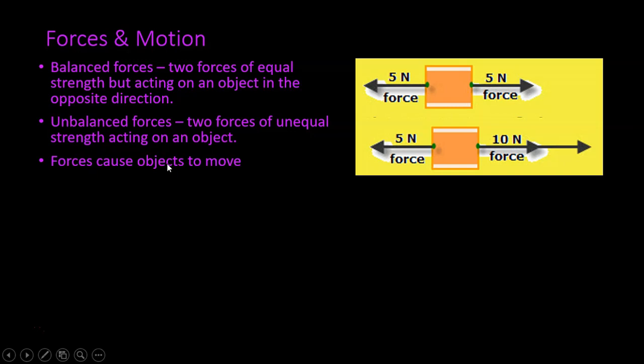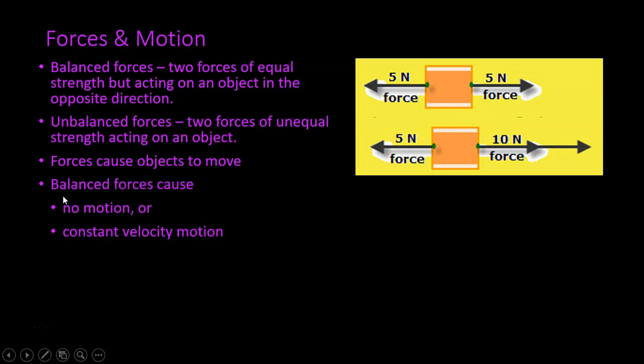Forces cause objects to move. It's one of the most important concepts to remember in this course. Balanced forces cause no motion or constant velocity motion. So if this box were sitting on the floor not moving and we applied a 5 Newton force to the left and a 5 Newton force to the right, it would be motionless. It was at rest, it'll stay at rest.